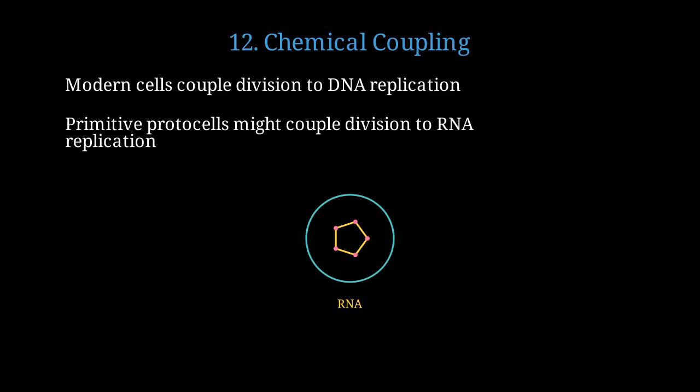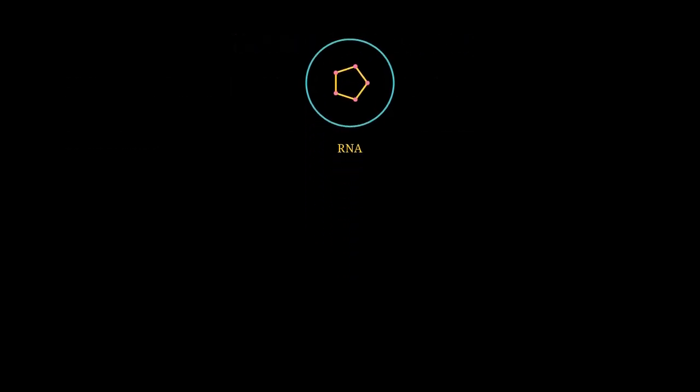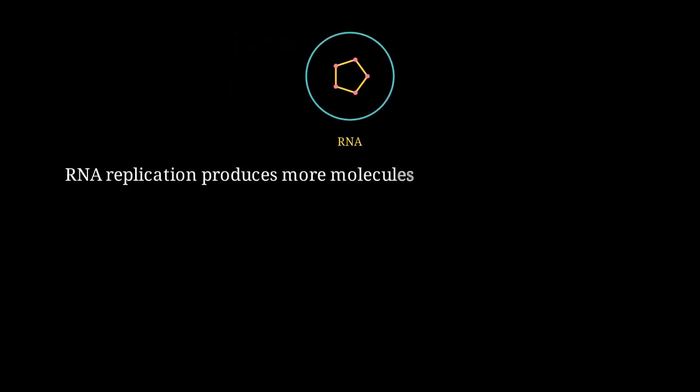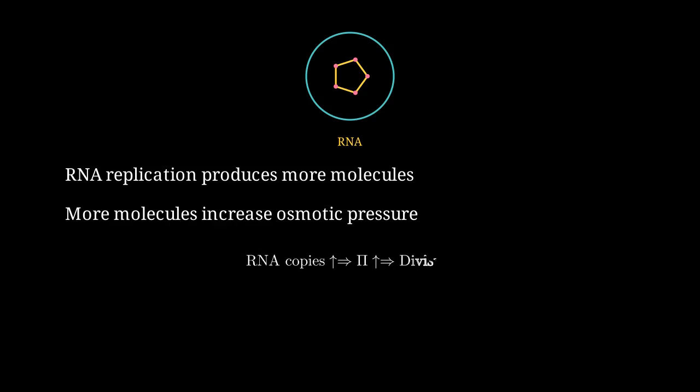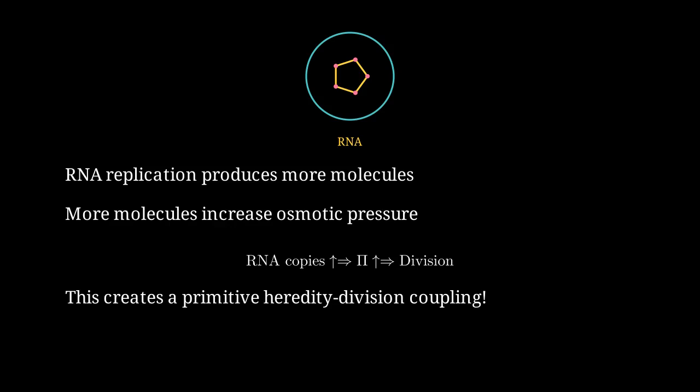A protocell containing RNA molecules that can replicate using the internal chemistry. As RNA molecules replicate, they produce more molecules inside the vesicle. More molecules means higher internal concentration, which increases osmotic pressure. Increased RNA copies leads to higher osmotic pressure, which promotes division. This creates a primitive coupling between heredity through RNA and division, a key step toward life.